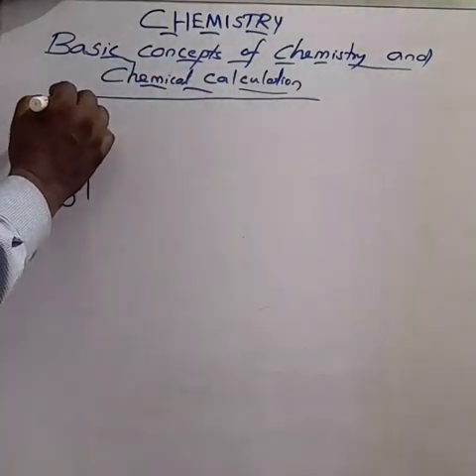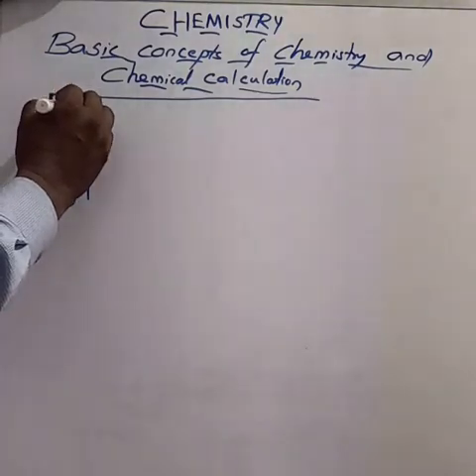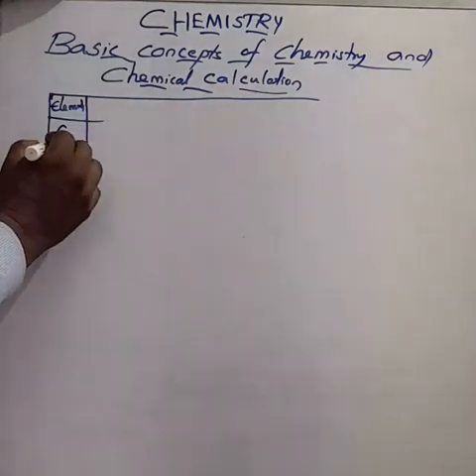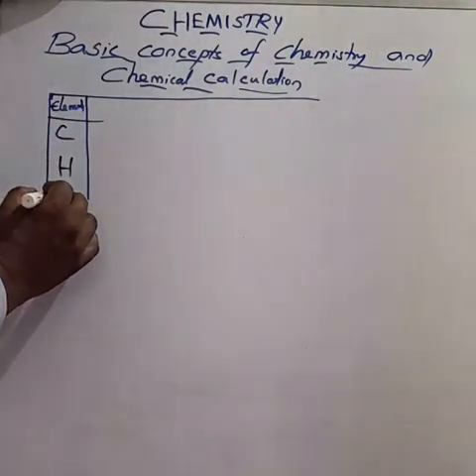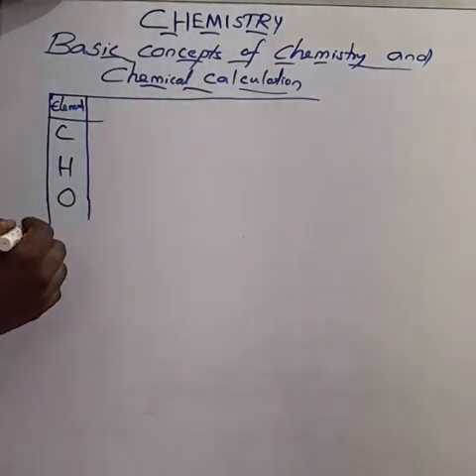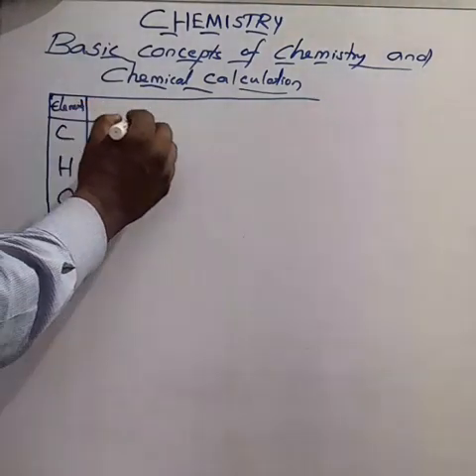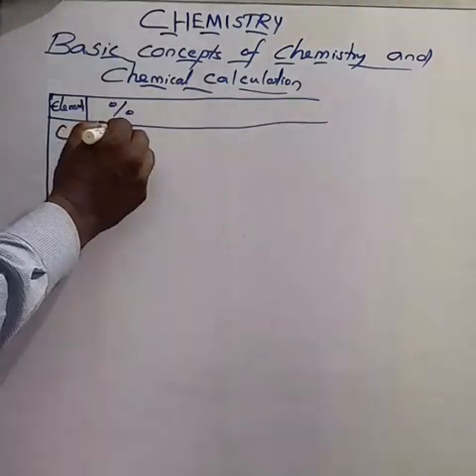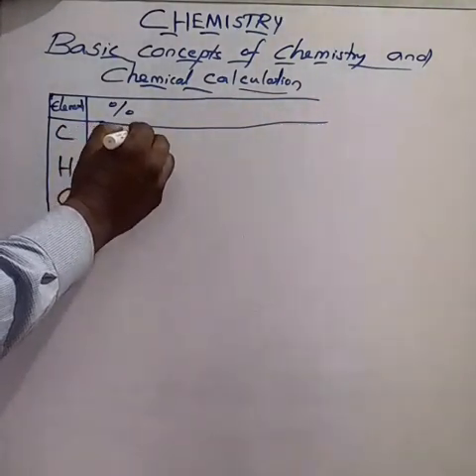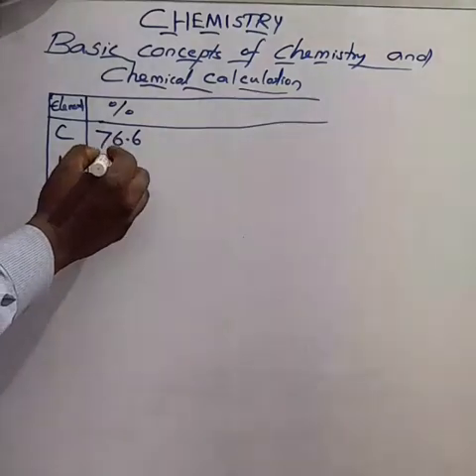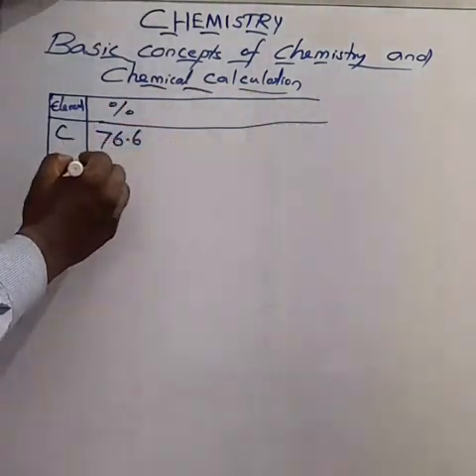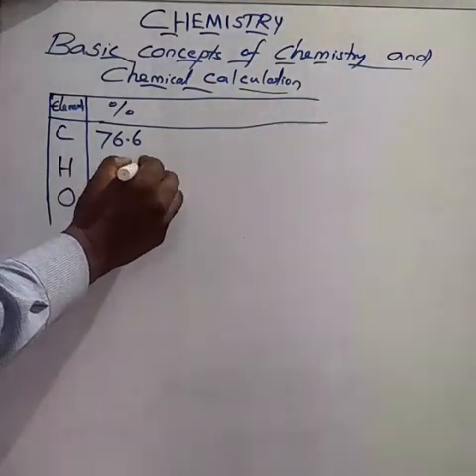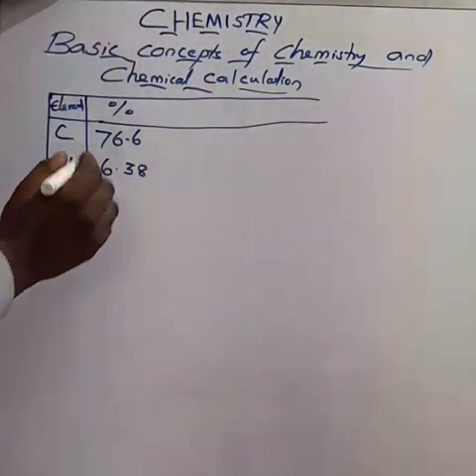In the first column I am writing the element: C means carbon, hydrogen H, and oxygen O, the symbols. Next, the given percentage: carbon percentage is 76.6, hydrogen 6.38, and the rest, that is remaining, is oxygen.